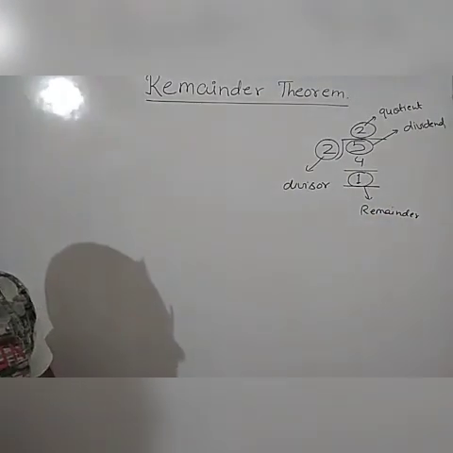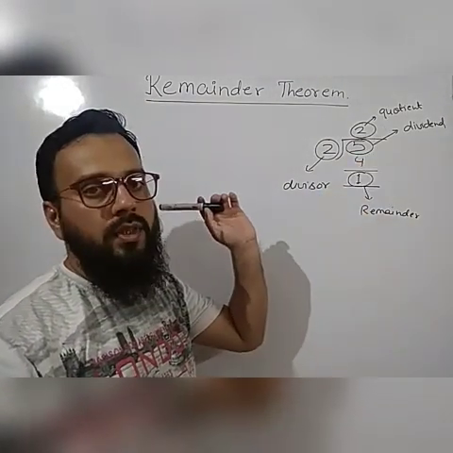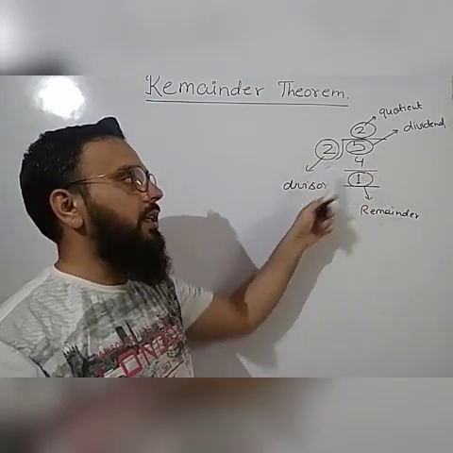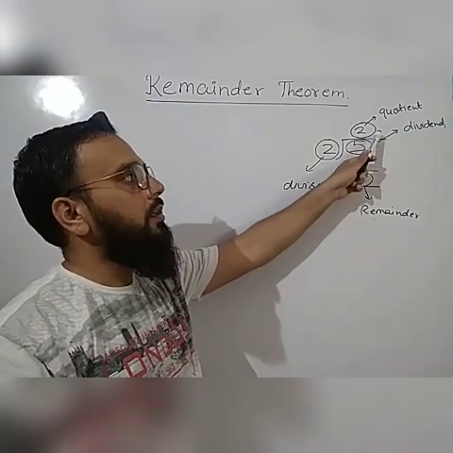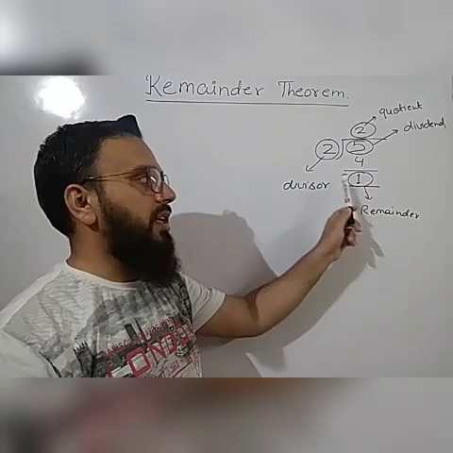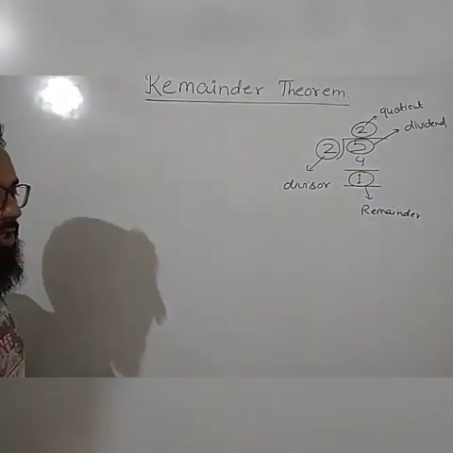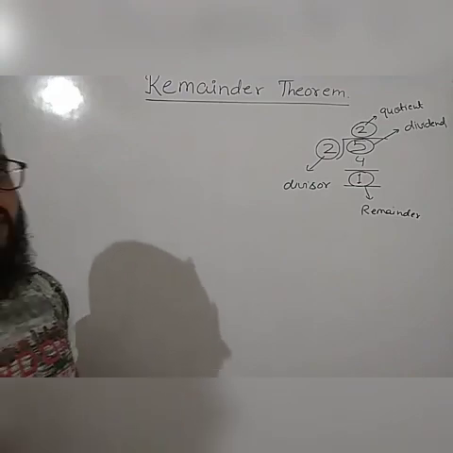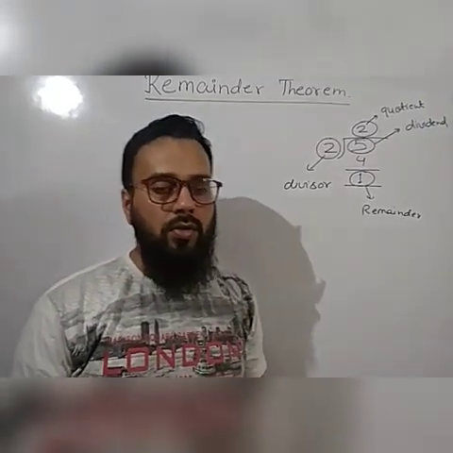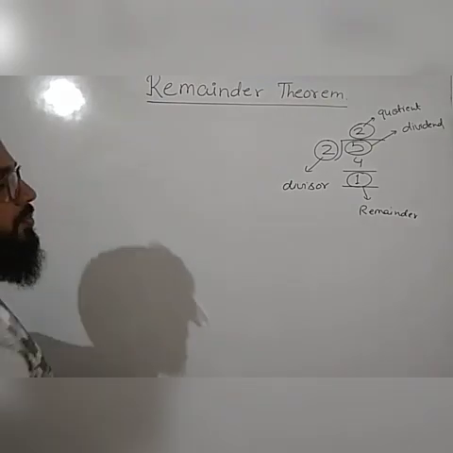You all know about these terms: dividend, divisor, quotient and remainder. The number which is divided is known as the dividend, the number by which it is divided is known as the divisor. After division, whatever comes out is known as the quotient, and the remaining part is known as the remainder. Now in case of an algebraic expression or polynomial, you have studied the division of polynomials in your class 8th also, so we will talk about that too. First, I am talking about the remainder theorem for polynomials.